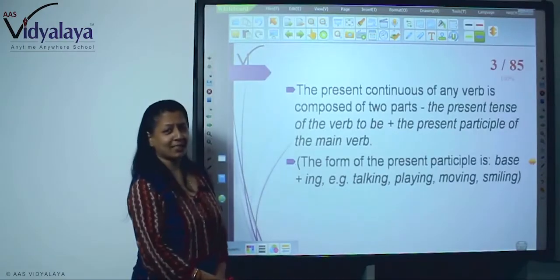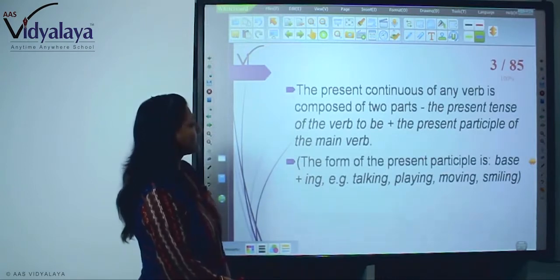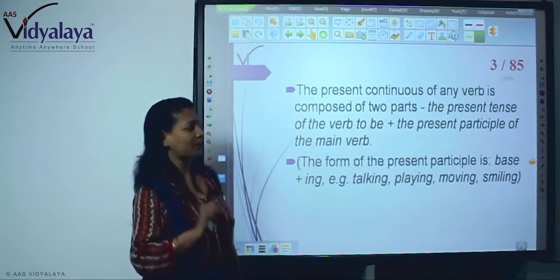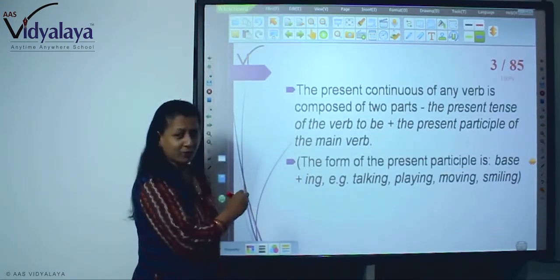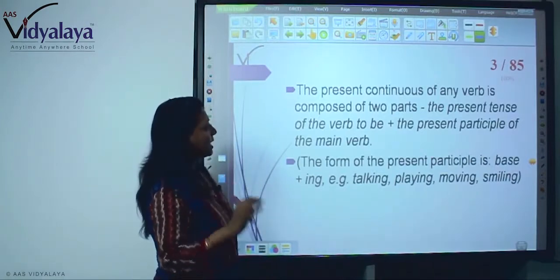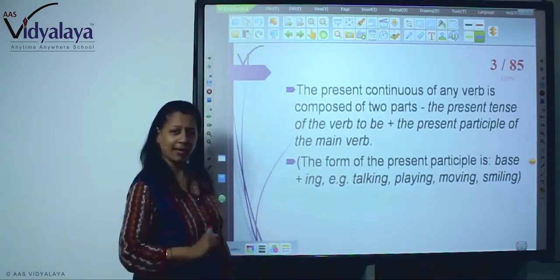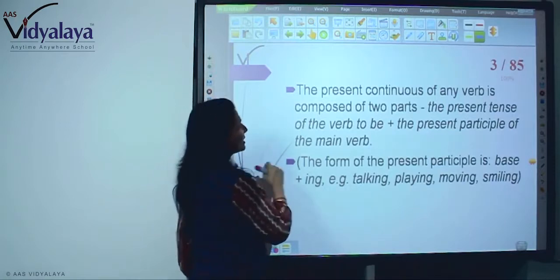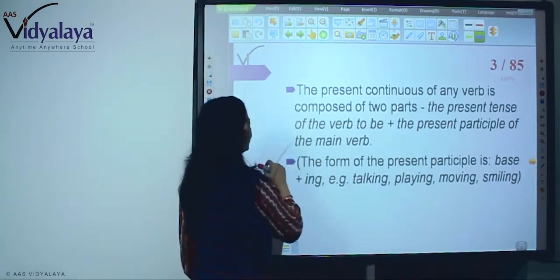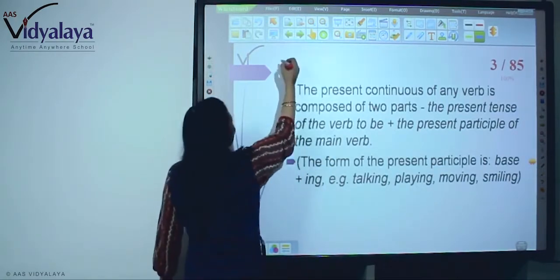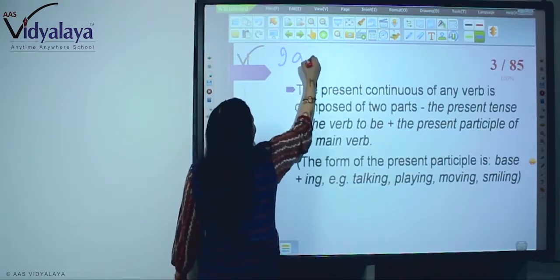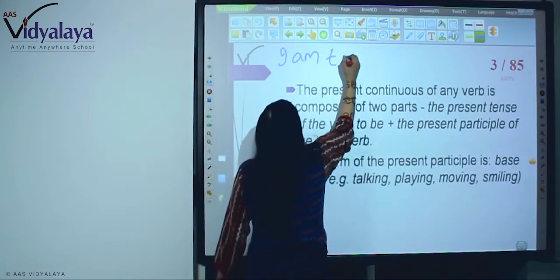So, what is present continuous? Present continuous of any verb is composed of two parts: the present tense of the verb to be, and the present participle of the main verb. So, here you are seeing the present tense of the verb to be. For example, I am taking an example. I am teaching.